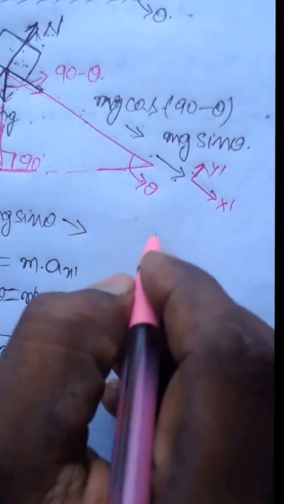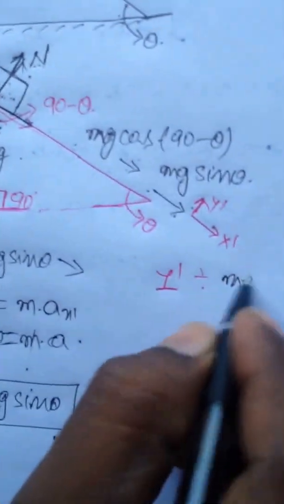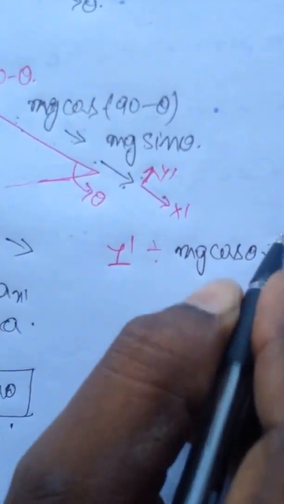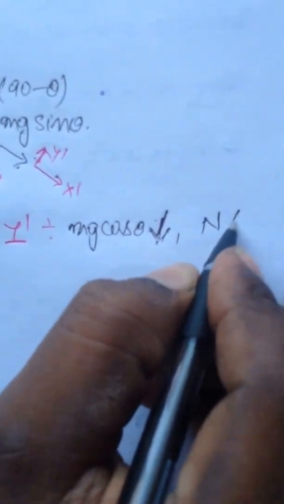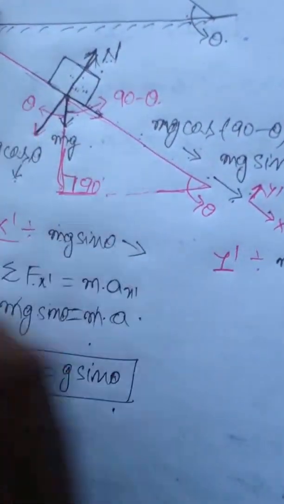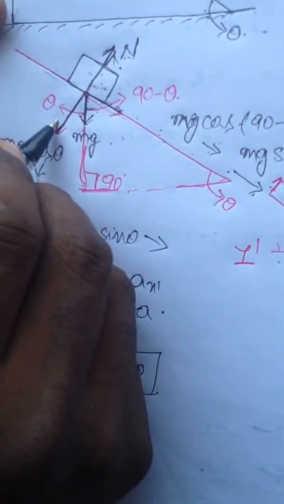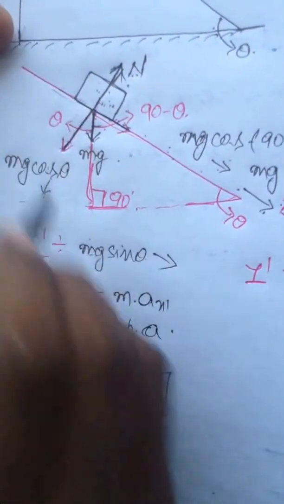Second thing, let us analyze the motion along y dash direction. What are the forces acting on the object along the y direction? mg cos theta normally downward to the inclined surface, and capital N normally upward to the inclined surface, and the body cannot move along y direction. Already I told you, because it is a rigid body. That means there is no motion along y dash direction. That is, the body is at rest. That means the acceleration of the body along y dash direction is 0.